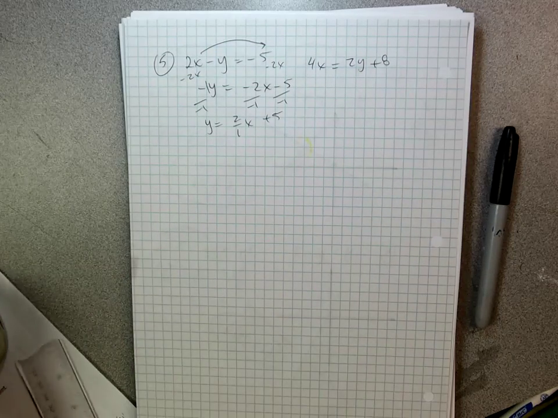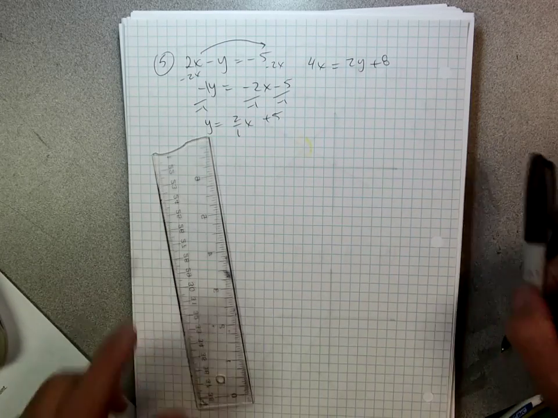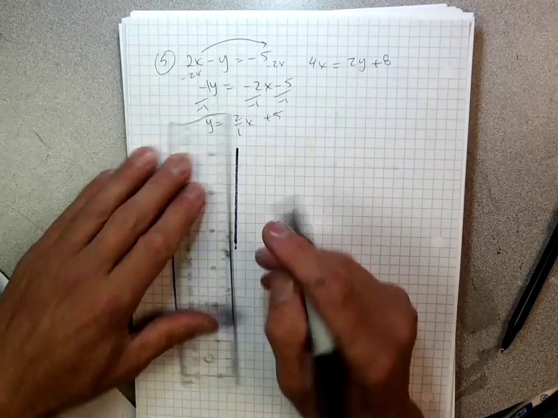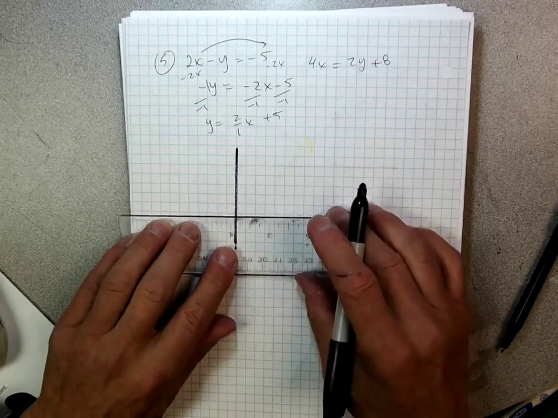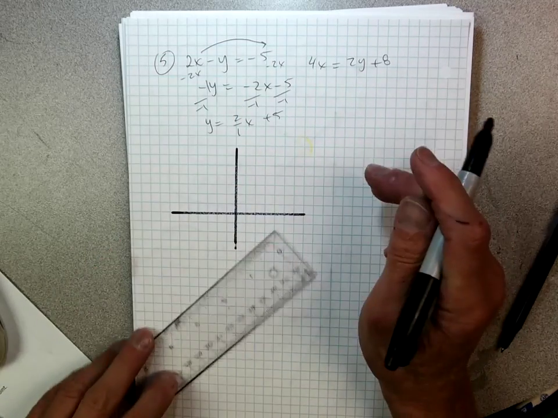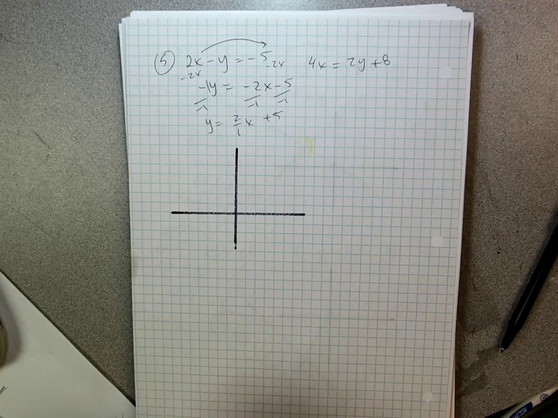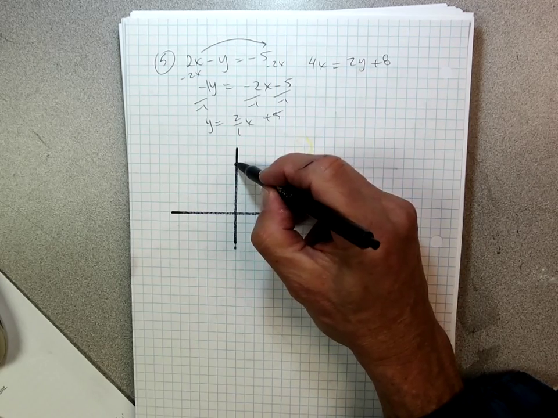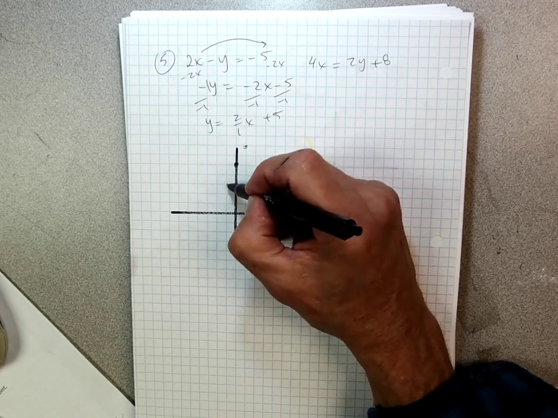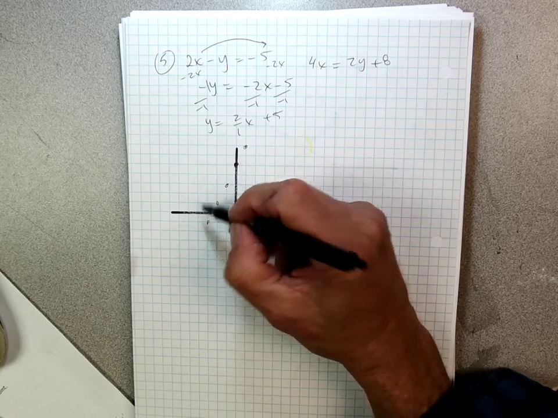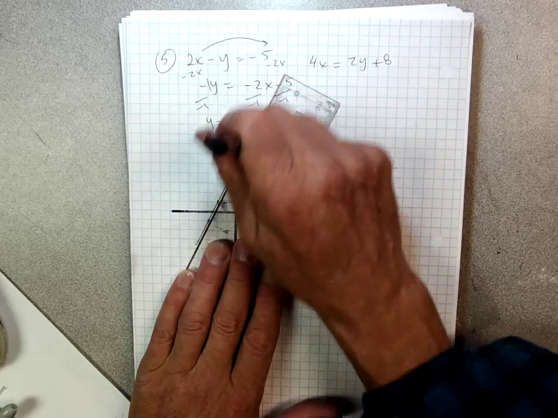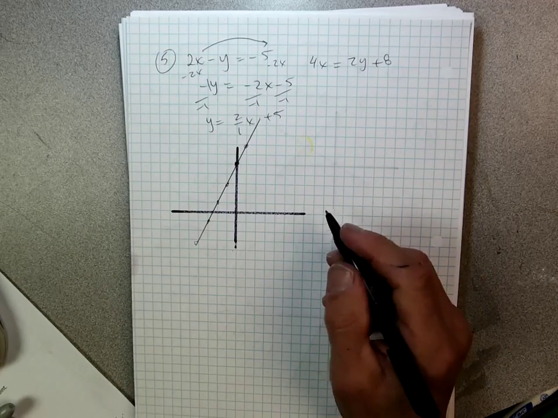Okay, I can graph that one. Do that for sure. XY axis, right? Let's start at 5. 3, 4, 5. I'm going to go up 2 over 1. Okay. Connect those dots. Okay, there's my first graph.